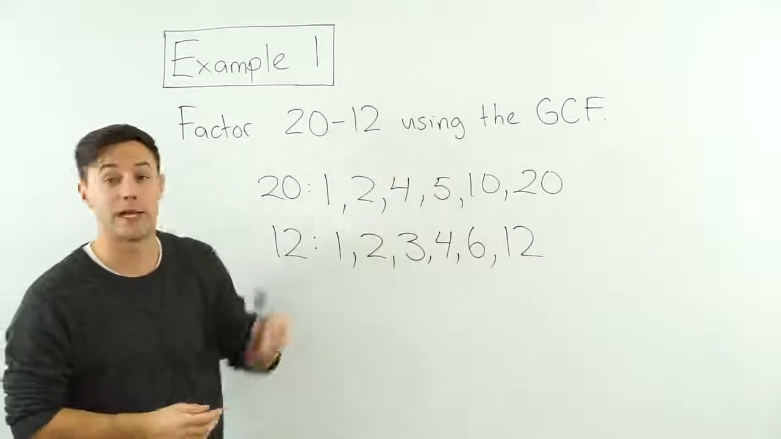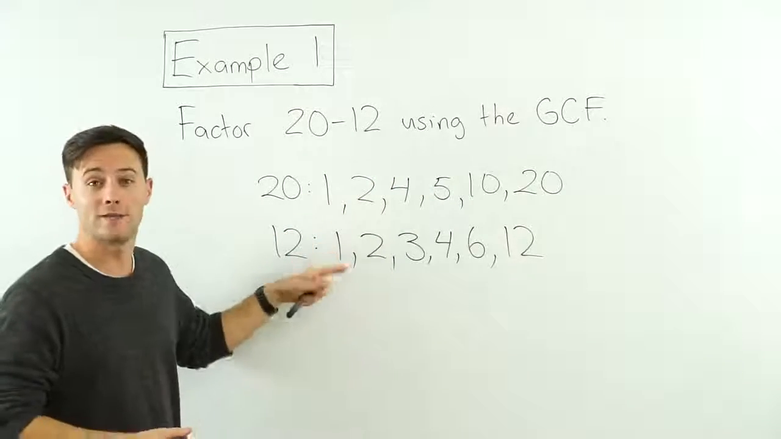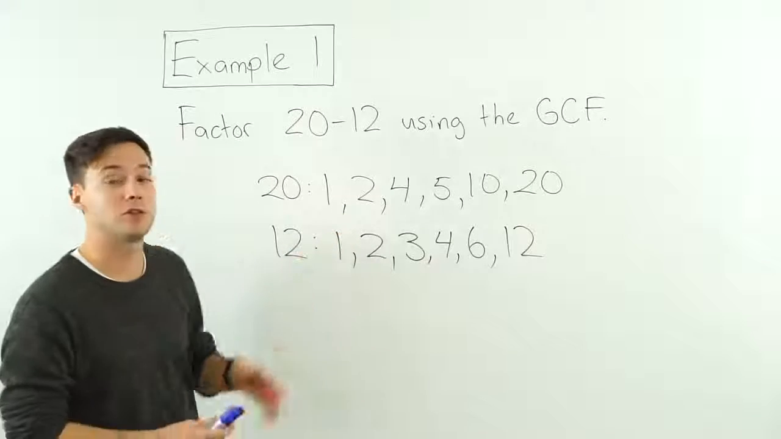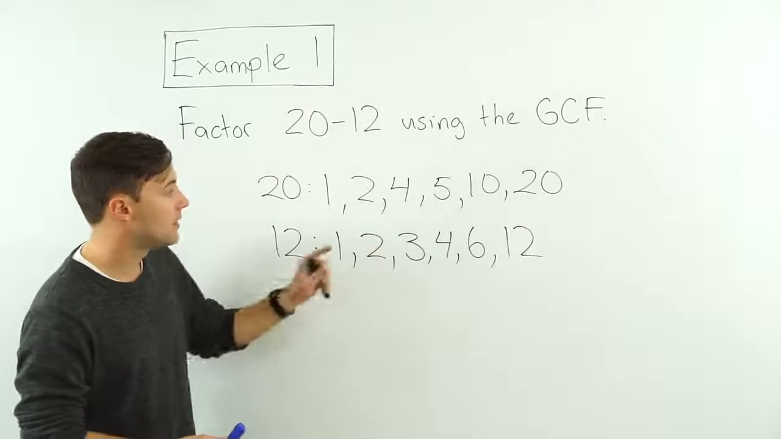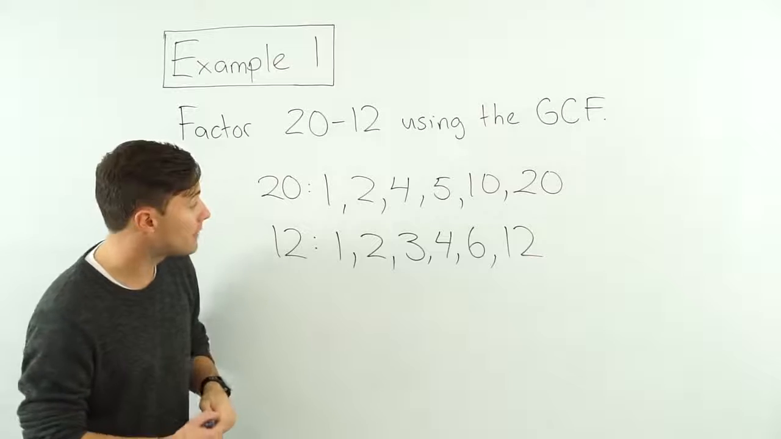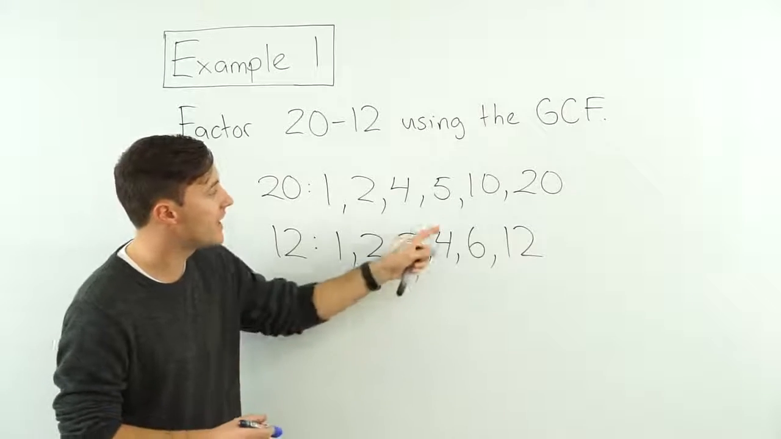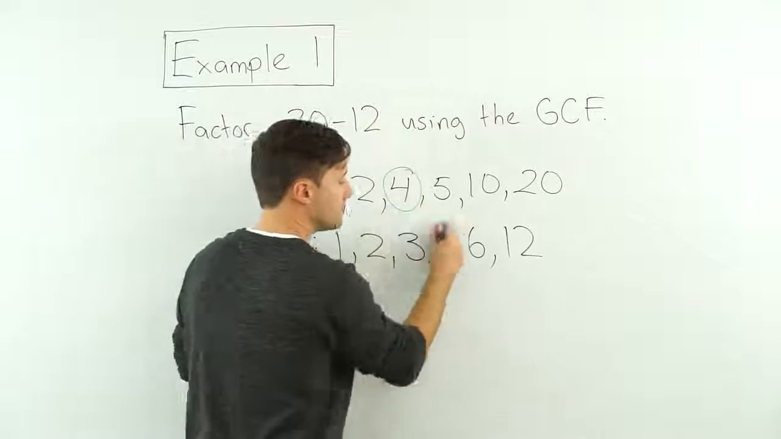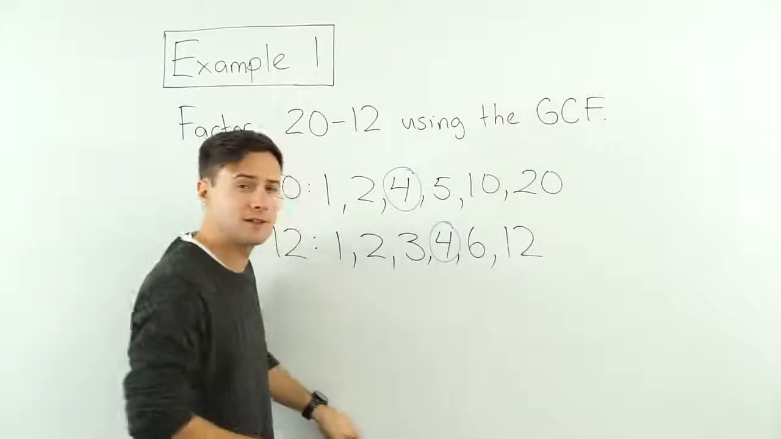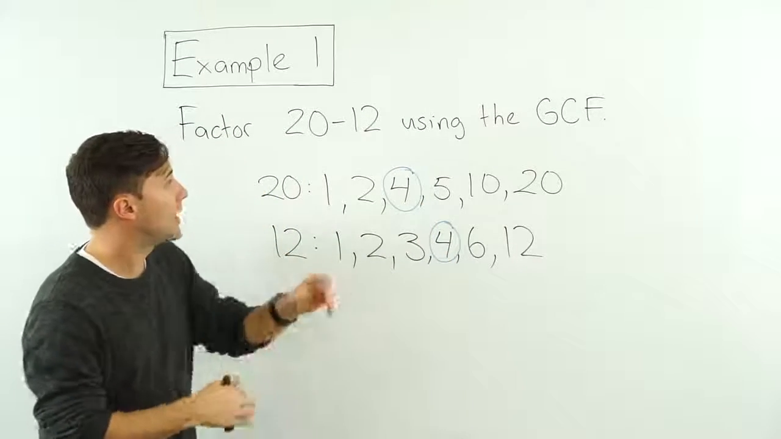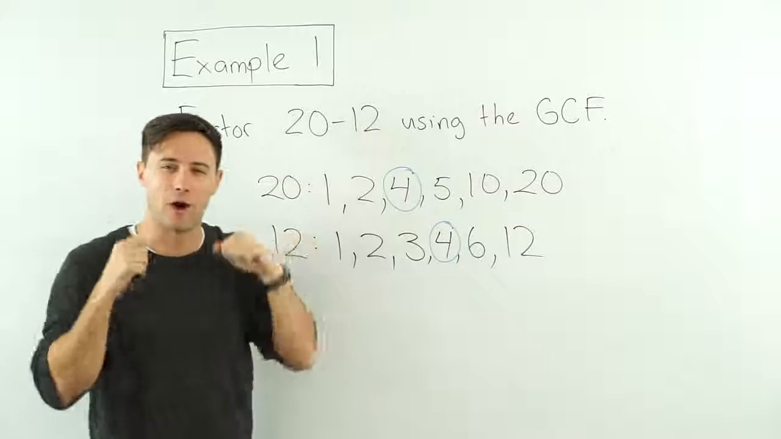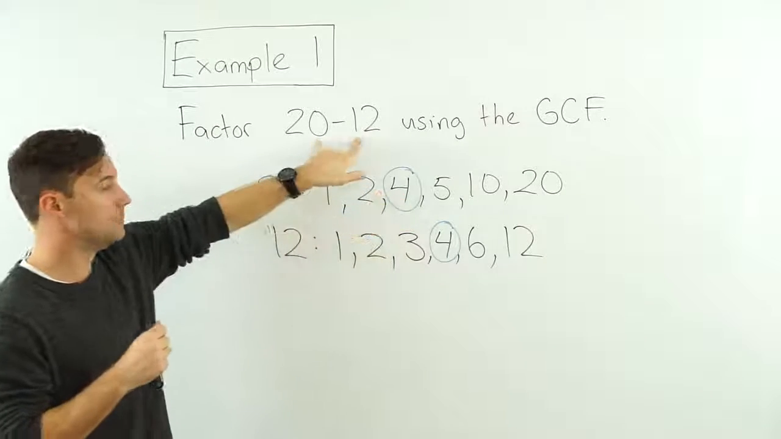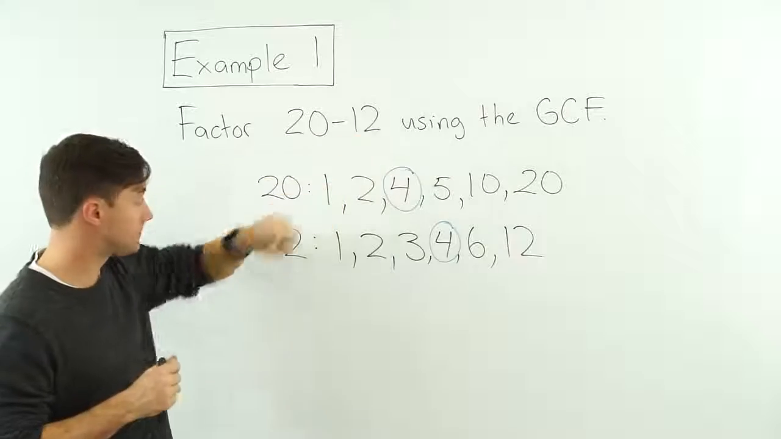So now, the greatest common factor. They both have a 1, so that's a common factor. They both have a 2, that's a common factor. 3, no. They both have a 4, that's a common factor. Are there any others that are common? No. So 4 is the greatest common factor. Hopefully this is review. What that means is we are going to factor out the 4 from these two numbers.